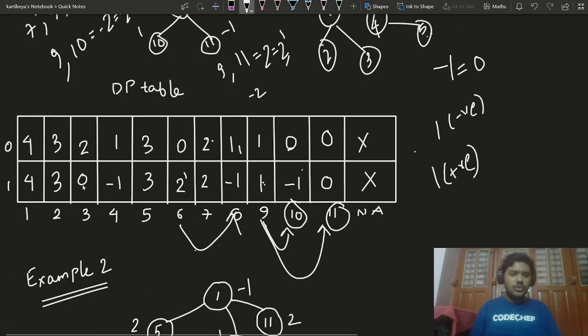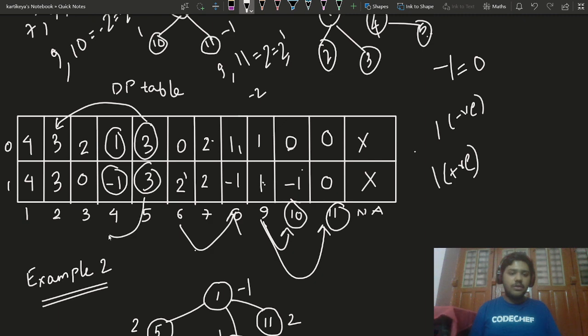Okay, so when considering the positive value for 2, 2 has two children, which is 1. 4 is offering a power of 1 in positive. Okay, 5 is offering a power of 3, which is better, so 5. Copy it here. Now 4 is offering nothing in negative, 5 is offering 3 in negative. Copy it here. So this is done.